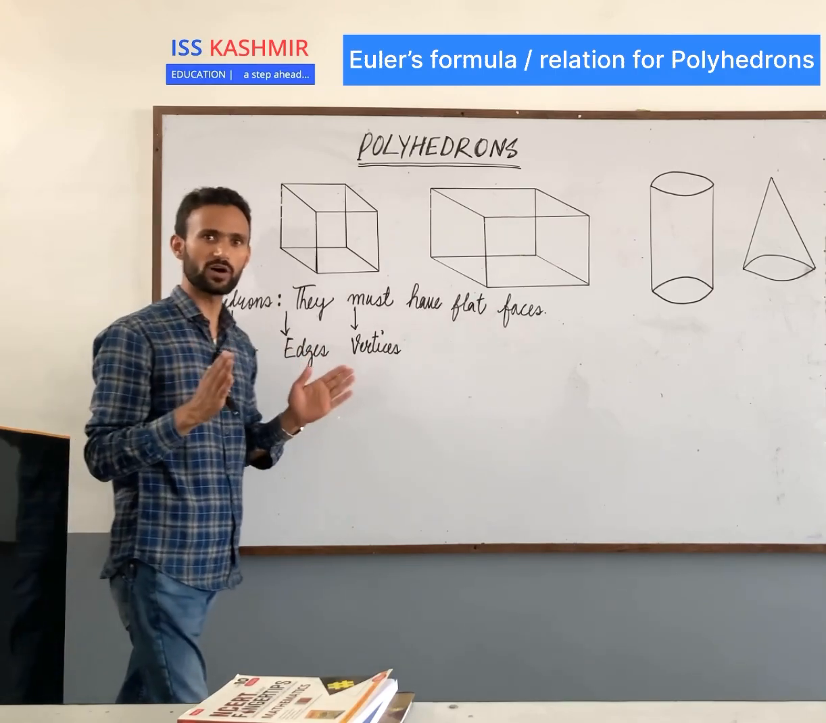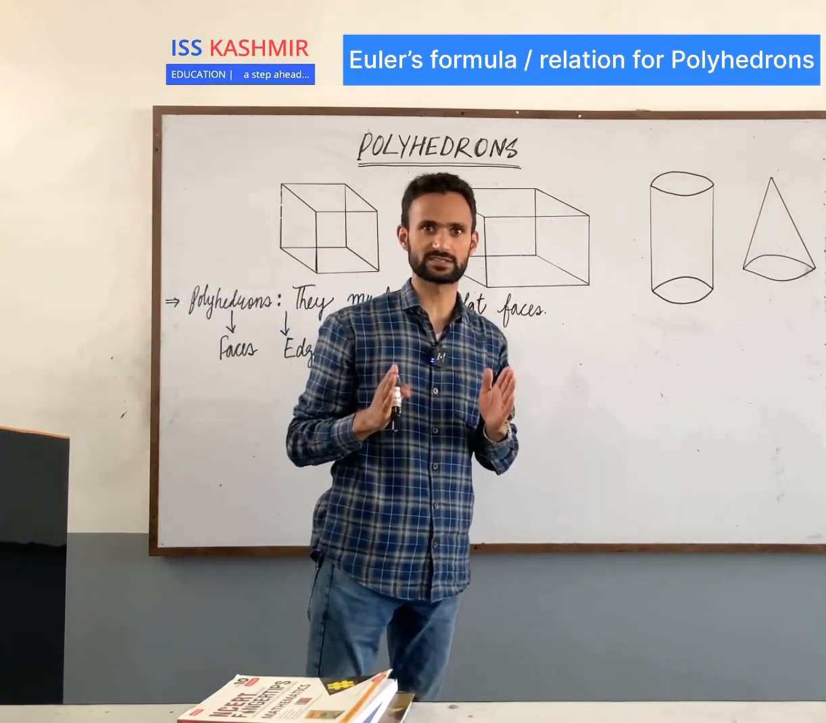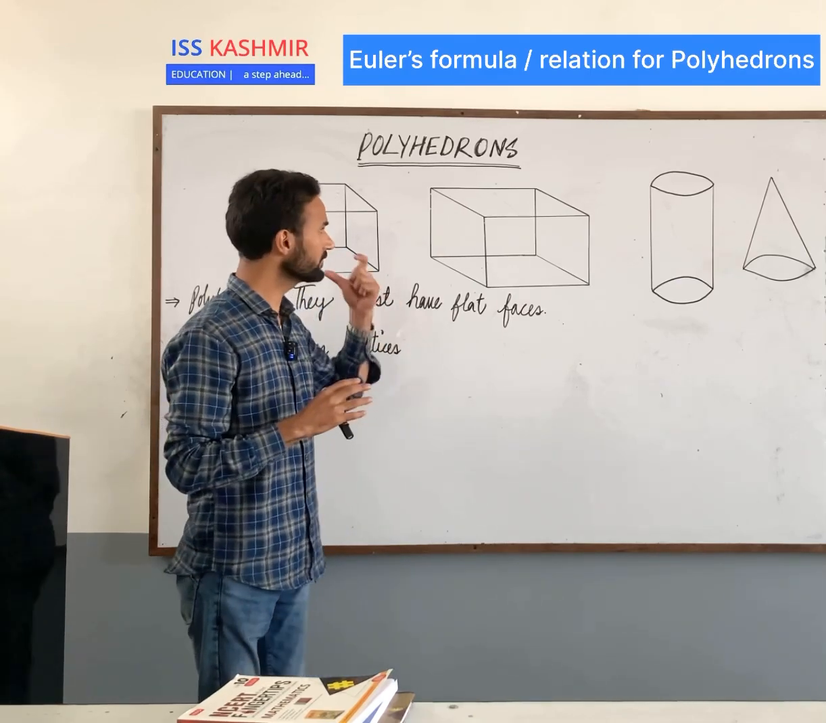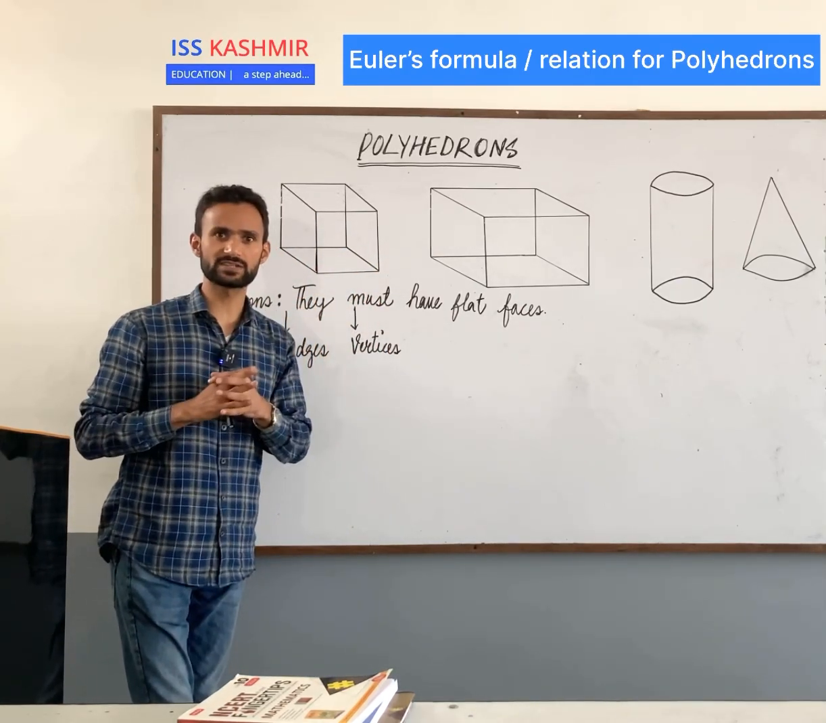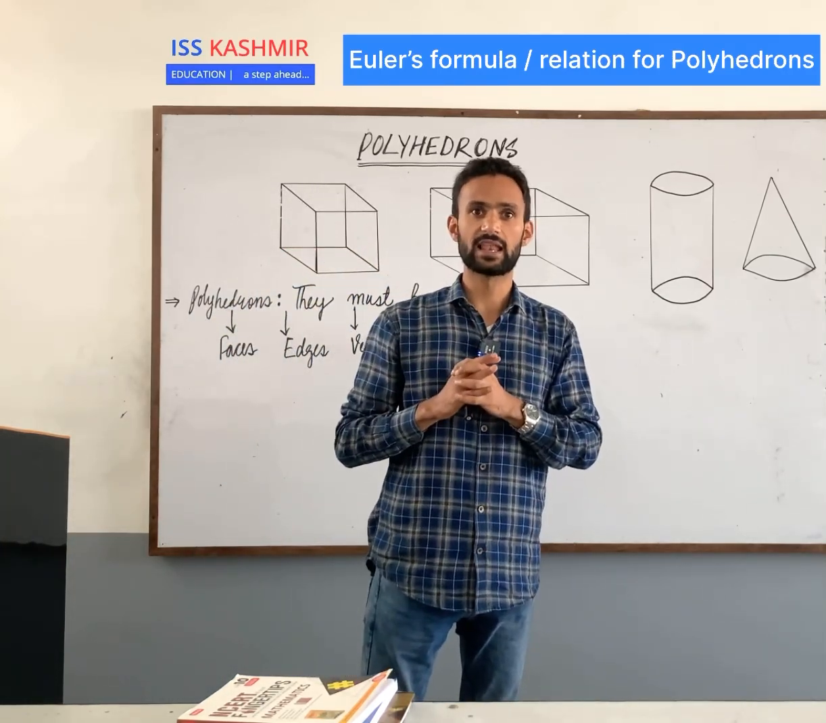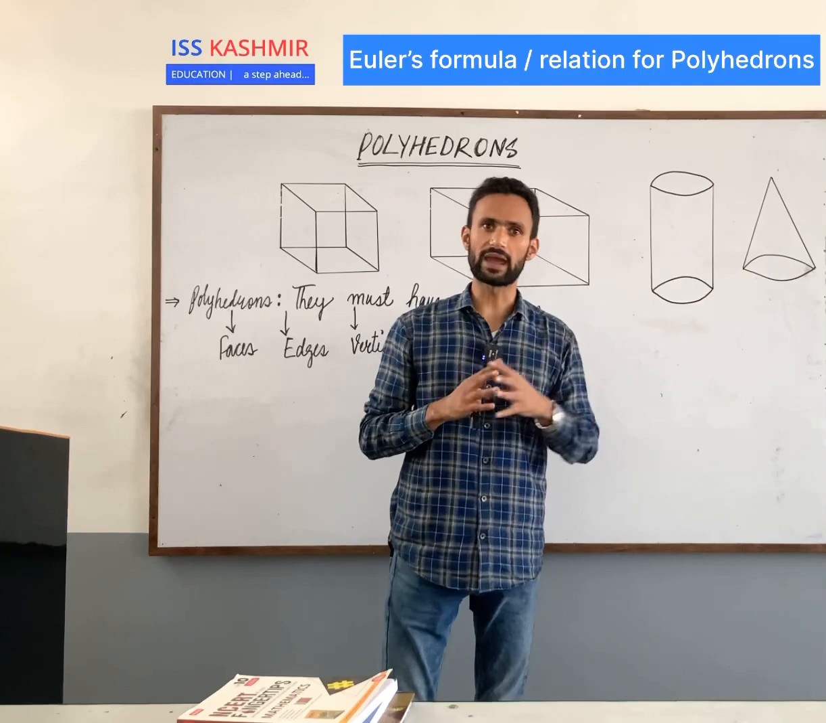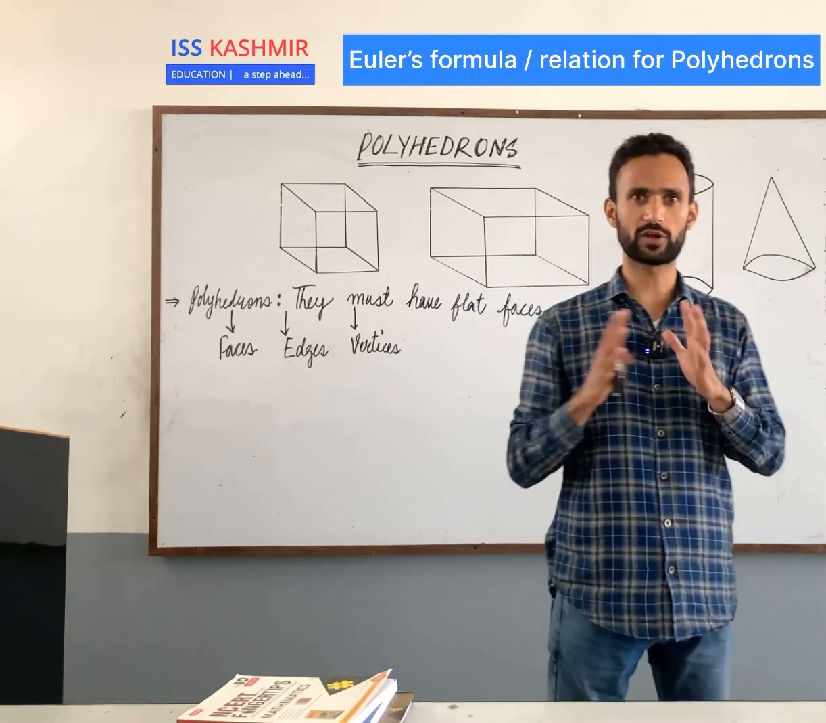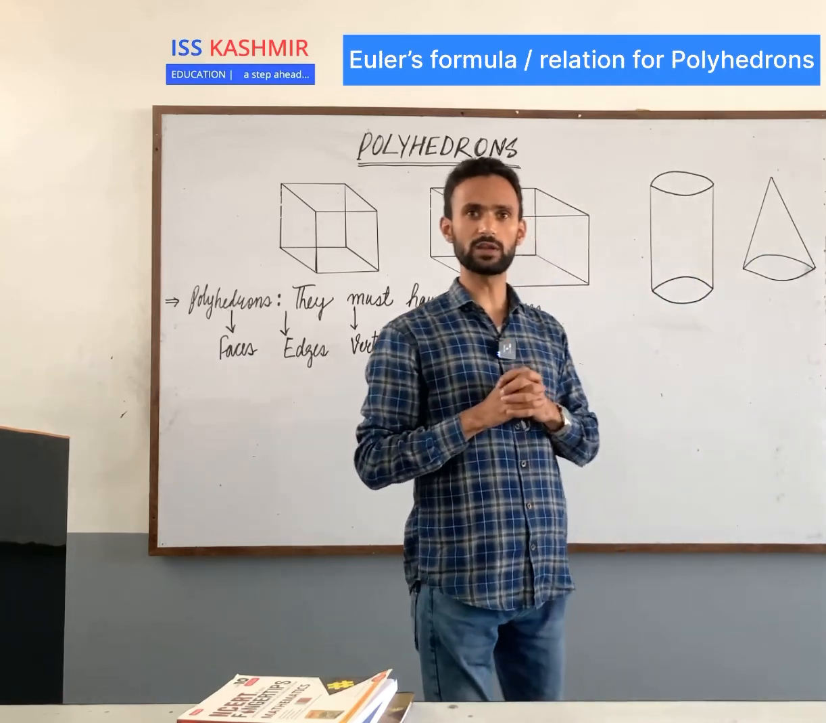Thus, polyhedrons must have flat faces, such as cube, cuboid, etc. If any surface is not flat, such solids are called non-polyhedrons, like cylinder, cone, etc. A polyhedron can be regular or non-regular. Now, what is a regular polyhedron?